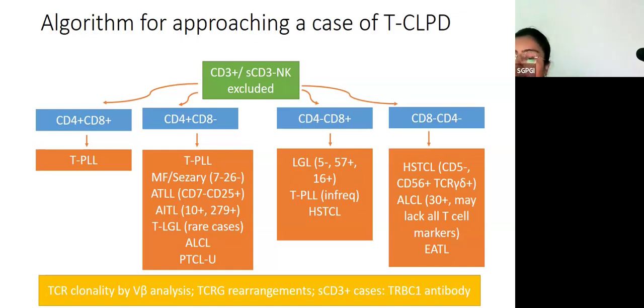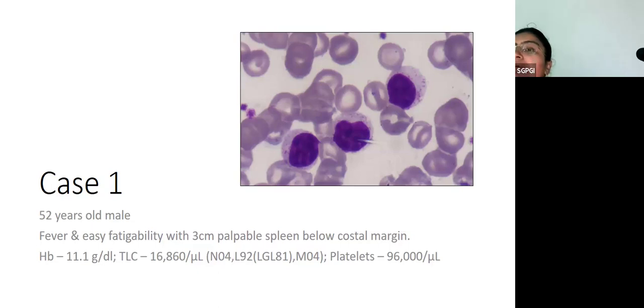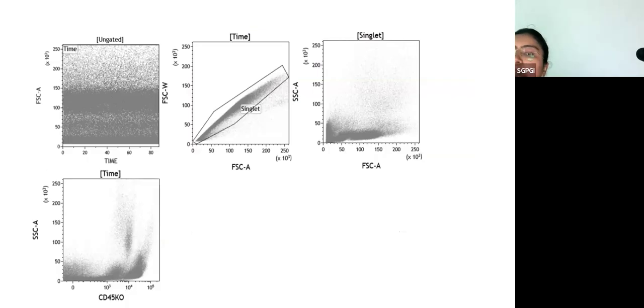So we've already discussed the clonality assessment. With that, let us see a few cases. You have a 52-year-old male who was referred to us with a 3 centimeter palpable splenomegaly and history of fever. If you look at the counts, borderline low platelet count, and when you look at the TLC, it is elevated, 16,860 with 81% of these cells. So what is the proliferation very likely? Large granular lymphocytosis, right? And if you look at the percentage of total lymphocytes and the percentage of LGLs, you have a very, very high amount of large granular lymphocytes.